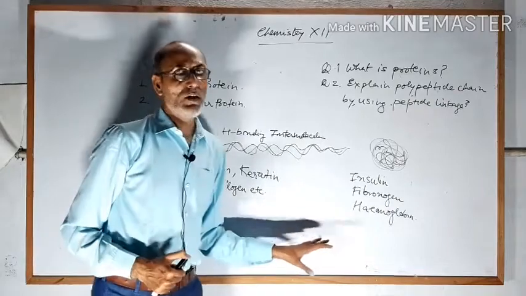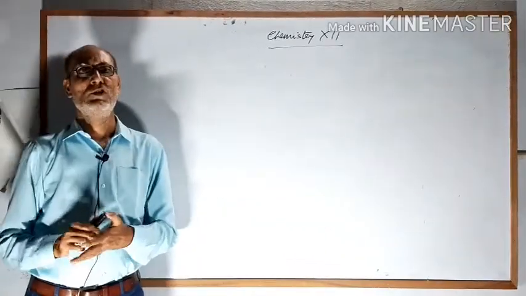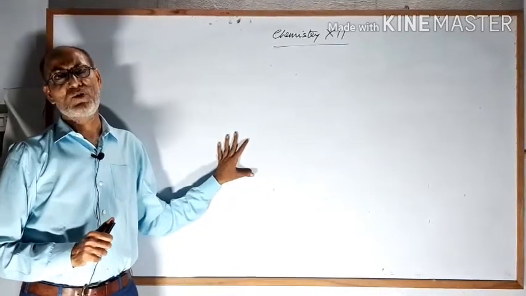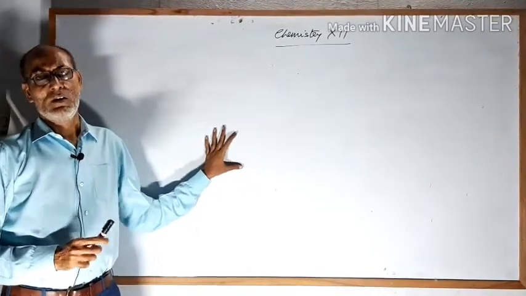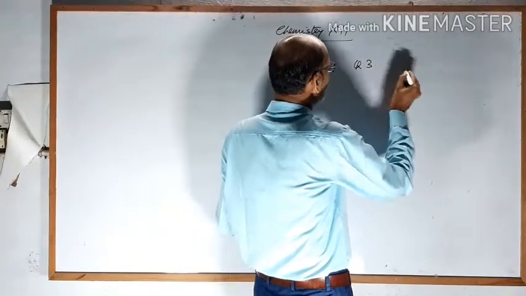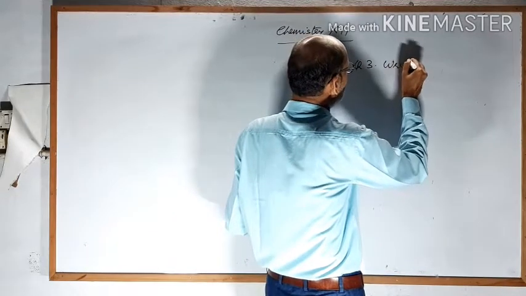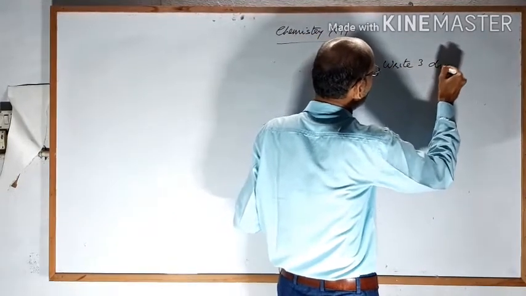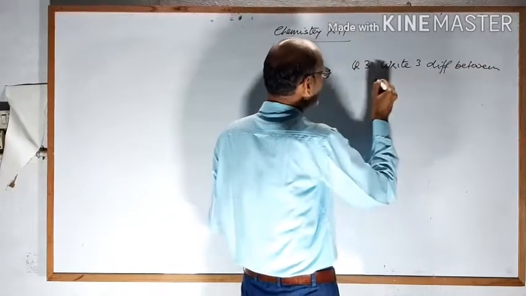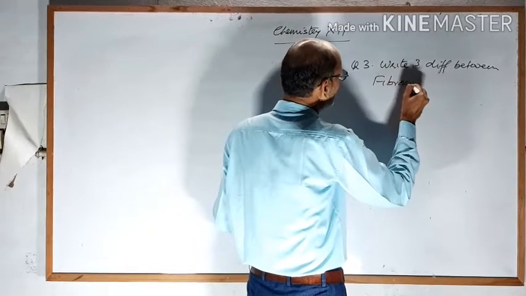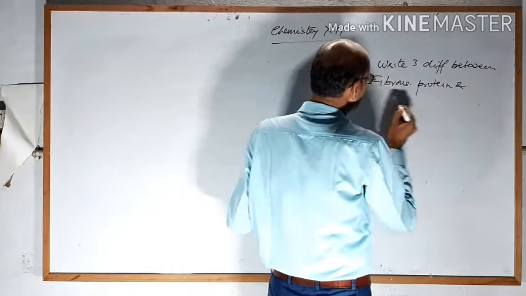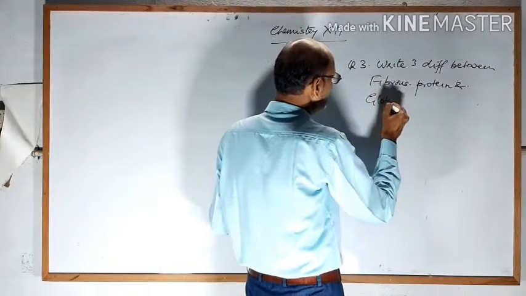Okay, now you have to do the question. So students, you have studied about the protein, classification of protein, types of protein, examples of protein. Now the question is this, question number 3 for you. Write three differences between fibrous protein and globular protein.